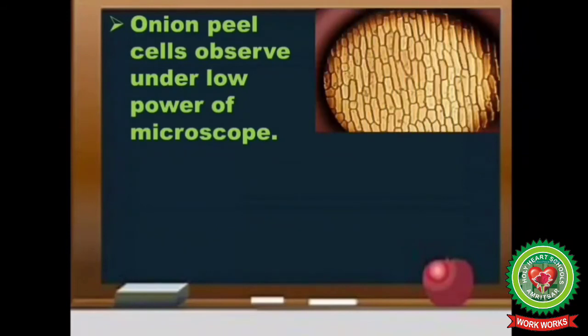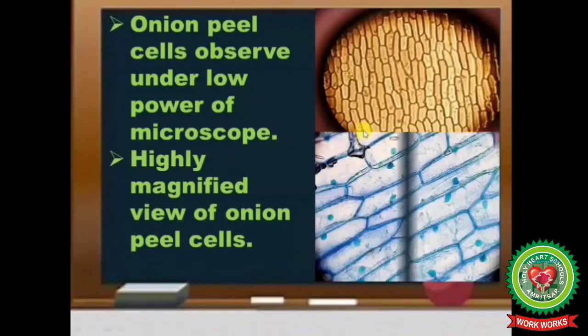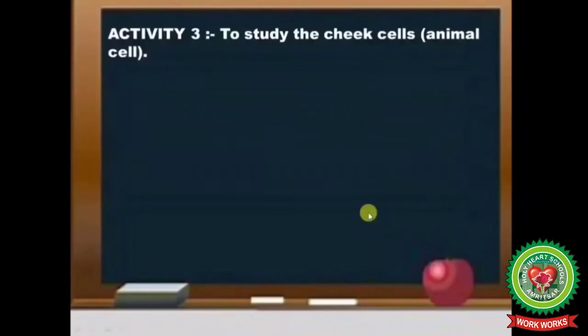Onion peel slide. Observe under low power of the microscope, we are able to see small sized cells, and under high power of the microscope we are able to see a highly magnified view of onion peel cells. Observation: there are a large number of cells lying side by side with distinct cell walls. A distinct nucleus is present in the center of the cell. Vacuoles are present in the cytoplasm of the cell.